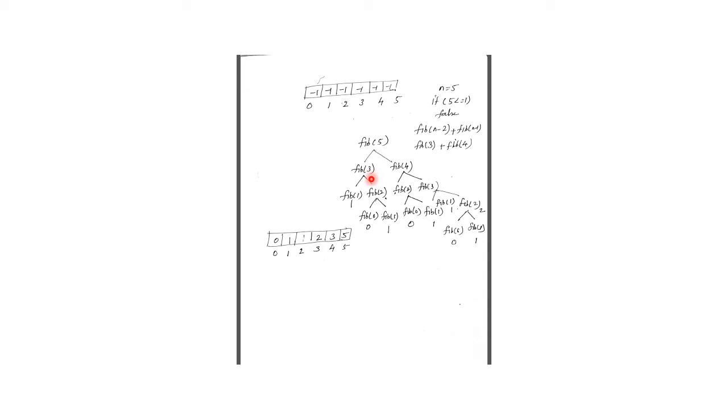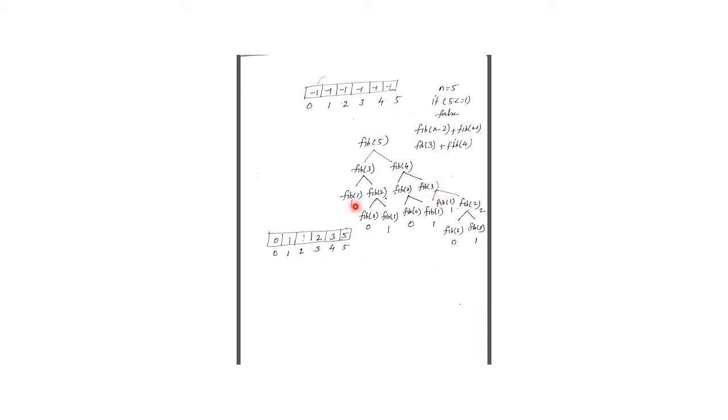Then we have to substitute the value of n as 3. The same condition: 3 is greater than 1. So it is false. So we will substitute the value of n here. We will get FIB of 1 and FIB of 2. Likewise, for FIB of 4, we will get FIB of 2 and FIB of 3. Likewise, we have to draw the precedence table.